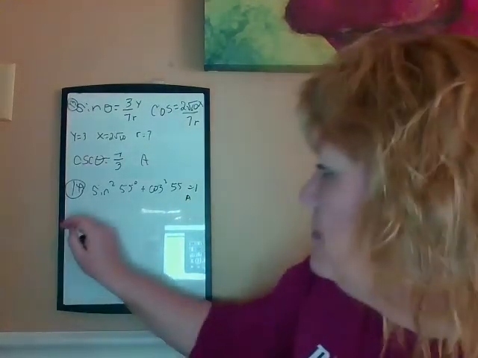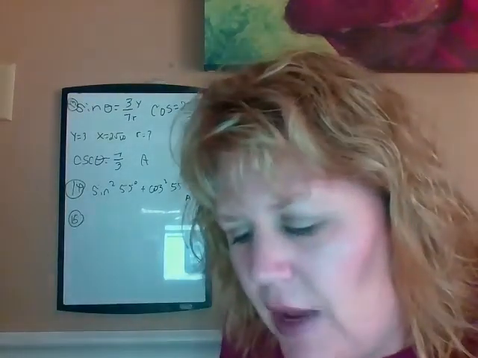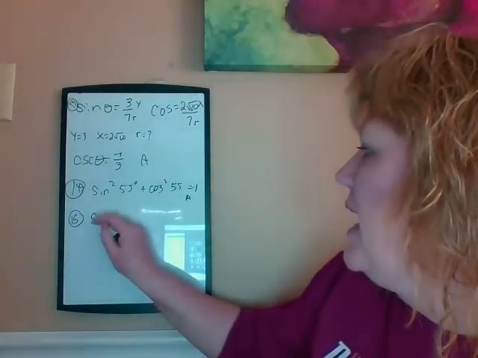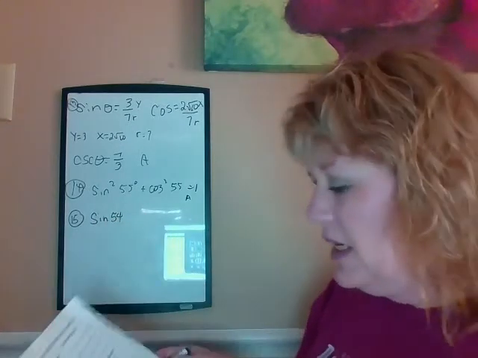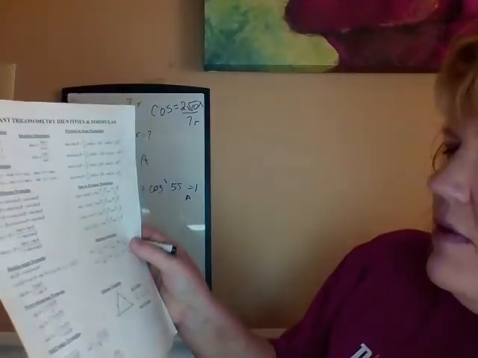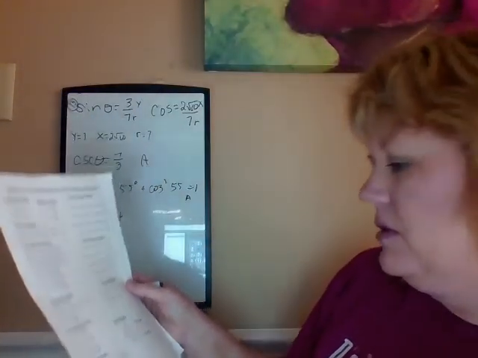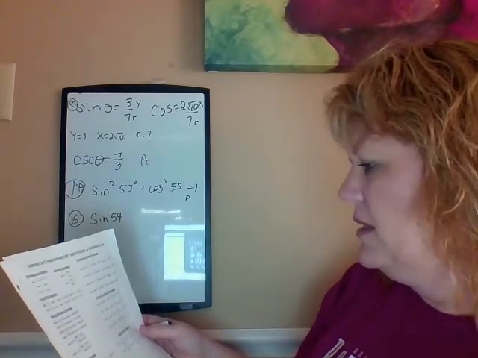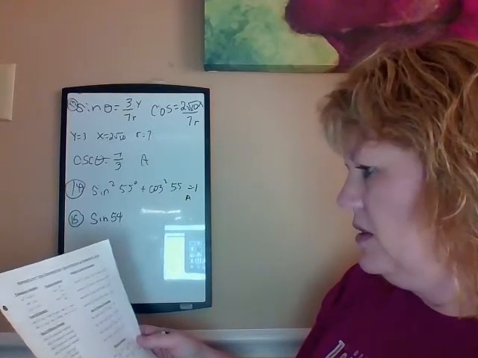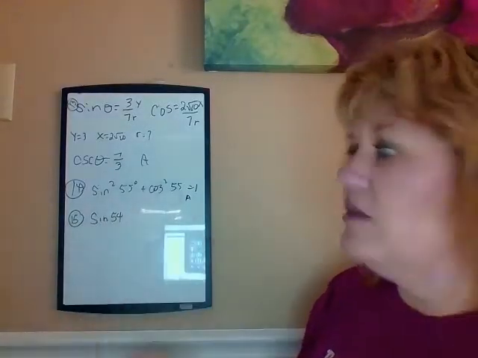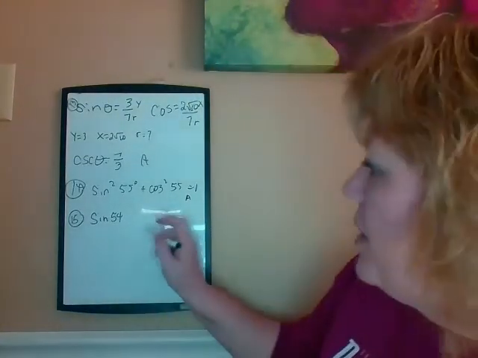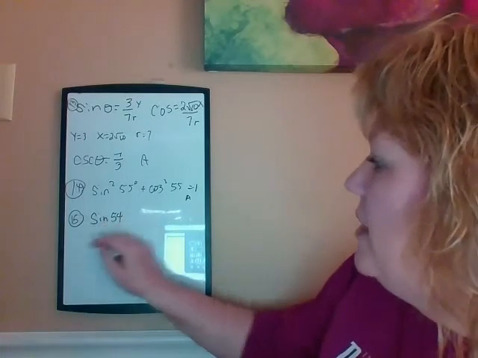Number 15 says find a cofunction with the same value as the given function, and they give me sine of 54 degrees. On your sheet, we ought to have cofunctions on here. Is it on here? Let me find it. Sum of the product, sum, reciprocal, double angle, reducing. Okay, I don't see them on there. So here's what it says. I'm going to tell it to you. And if you need to, you're probably going to have to just memorize this.